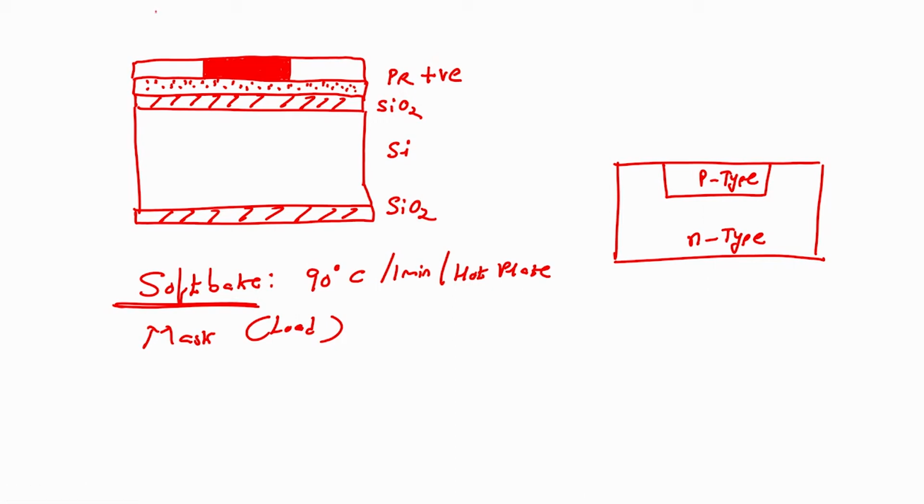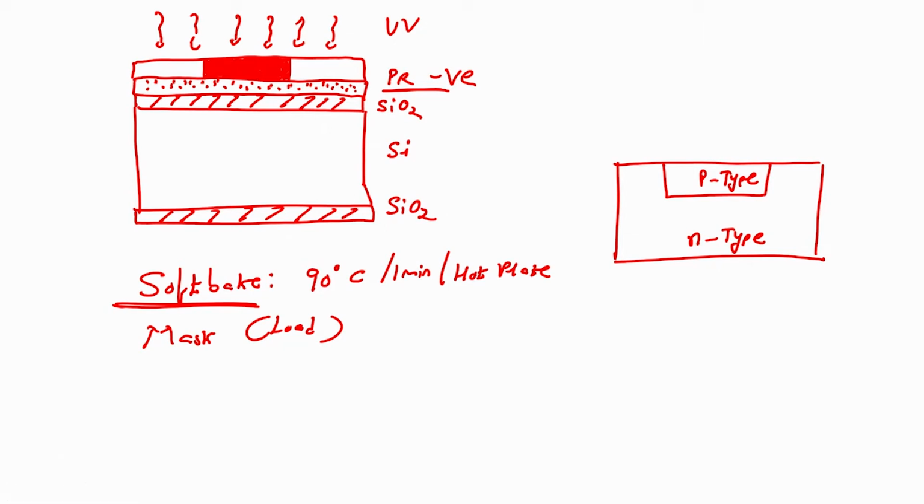After that, we will expose the wafer with UV. Because it is a positive photoresist, this area will remain intact. So, we cannot use positive photoresist, because if this area is intact we cannot create a window. Here we have to use negative photoresist. Why? Because in negative photoresist, whatever area is not exposed will be weaker.